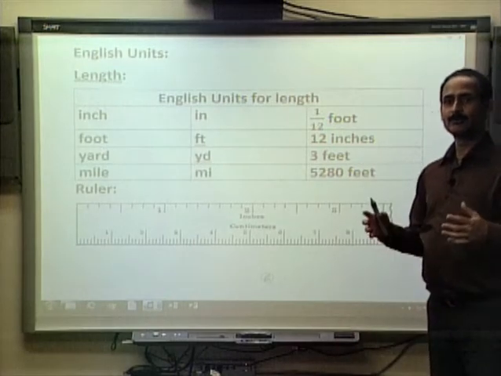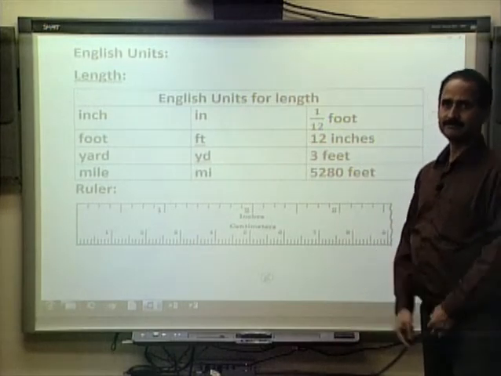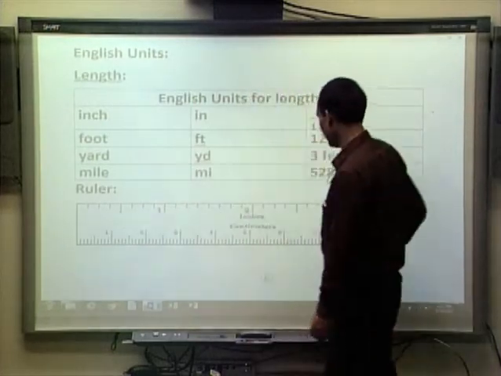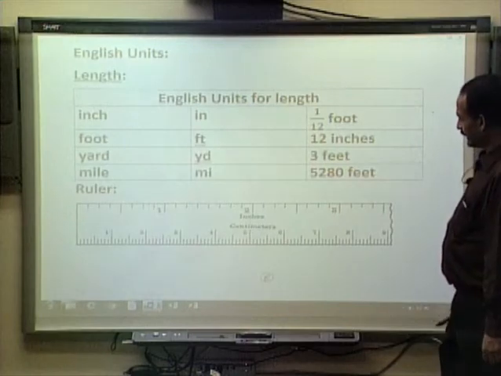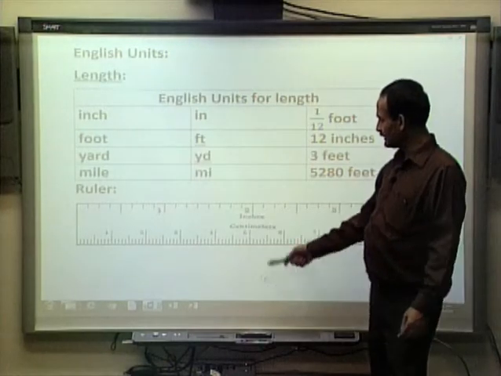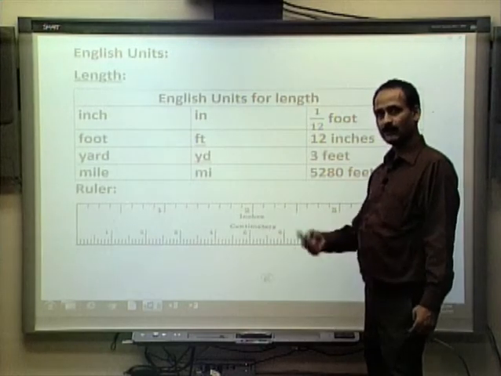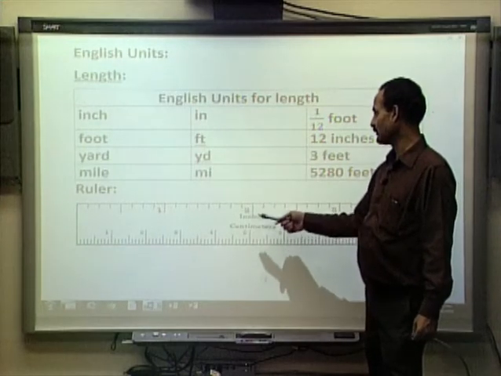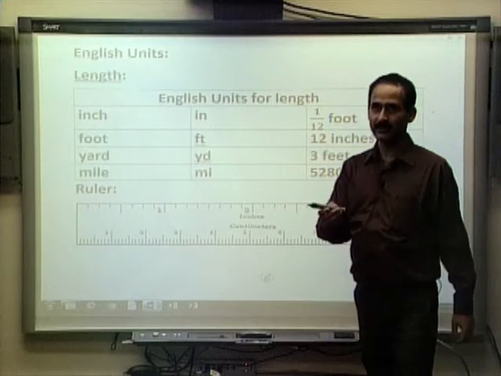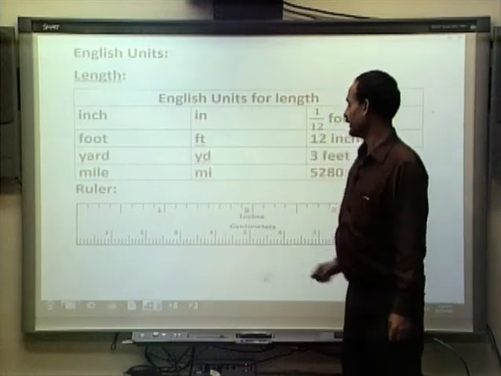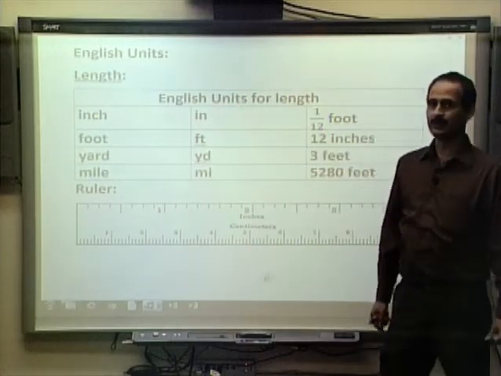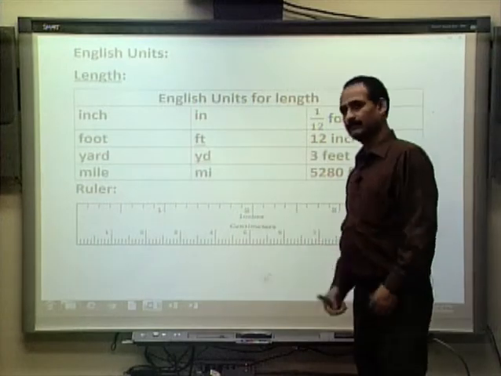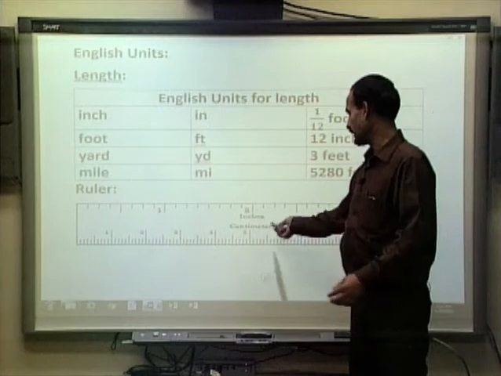In order to measure length, we use something called a scale. This is a nice scale here. It has inches and centimeters. We will talk about centimeters in a second. This ruler can be used to measure something using the English units or another standard unit that is called the metric unit, like centimeters.